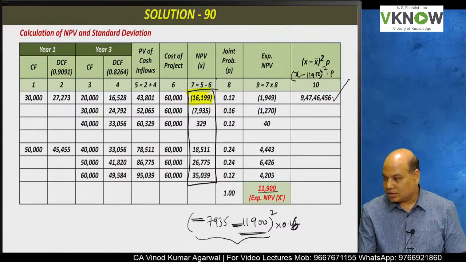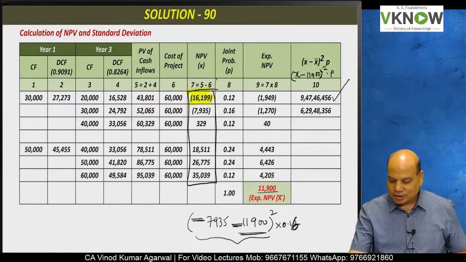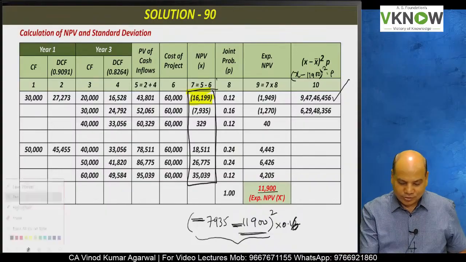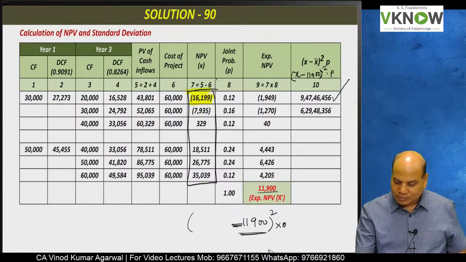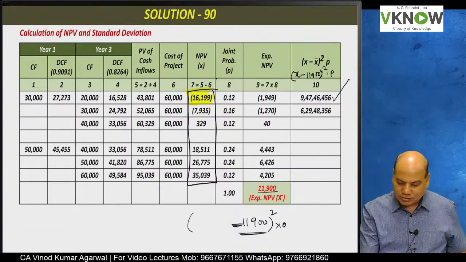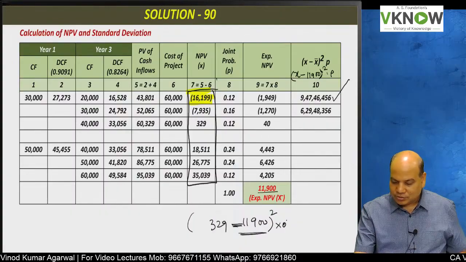So this time the answer is 629,48356. Very good. Try the next one. Now it is positive, so take the difference now, 329 minus this number square into 0.12.